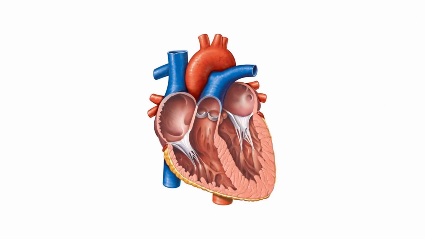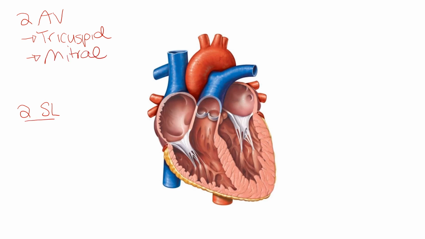So with this diagram, we're just going to go through some basic features of understanding the anatomy of the heart. The heart has what we call two AV valves, or atrioventricular valves, and two SL valves, or semilunar valves. The two AV valves are the tricuspid, which we mentioned in the previous slide, and the mitral valve. And the two semilunar valves are the pulmonic and the aortic valve.